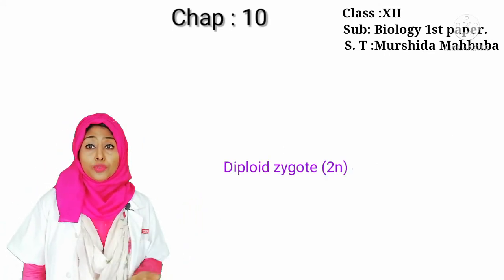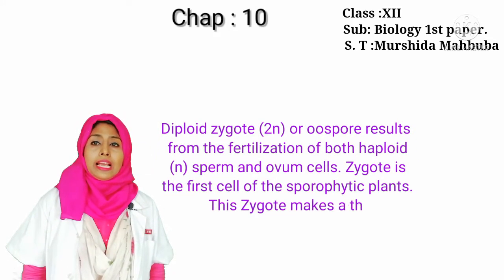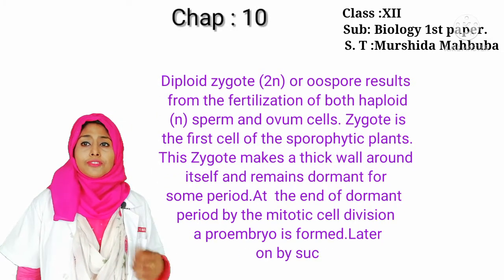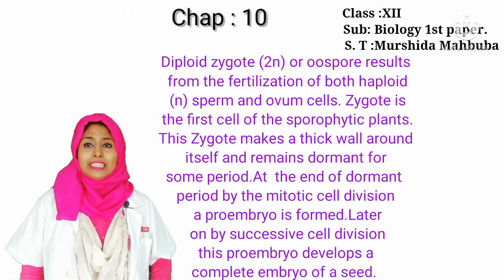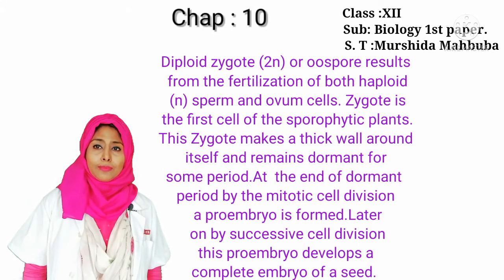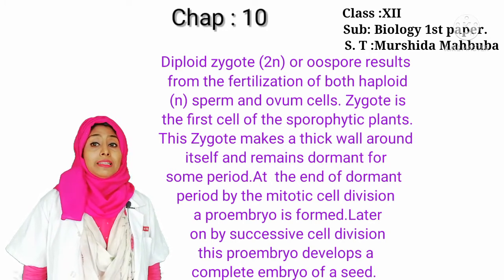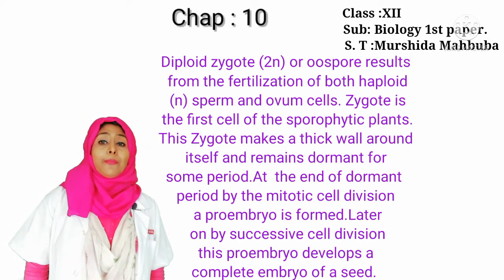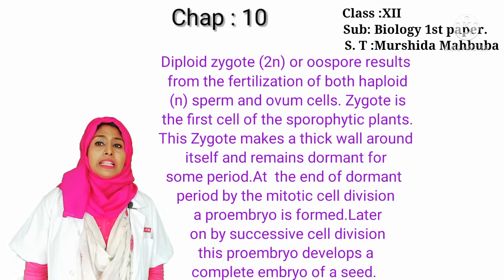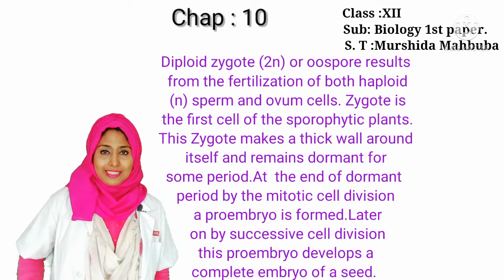Diploid zygote or oospore results from the fertilization of both haploid sperm and ovum cells. Zygote is the first cell of the sporophytic plants. This zygote makes a thick wall around itself and remains dormant for some period. At the end of the dormant period, by mitotic cell division, a pro-embryo is formed. Later on, by successive cell division, this pro-embryo develops into a complete embryo of a seed.